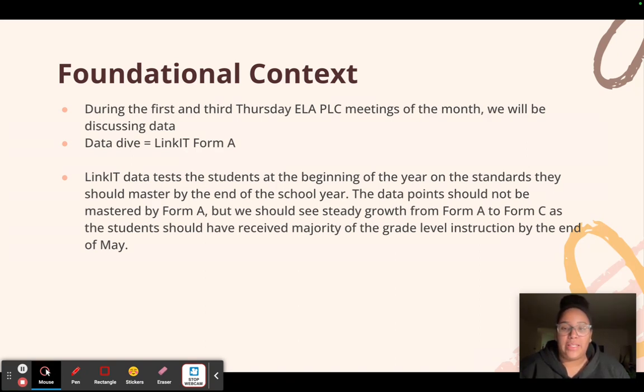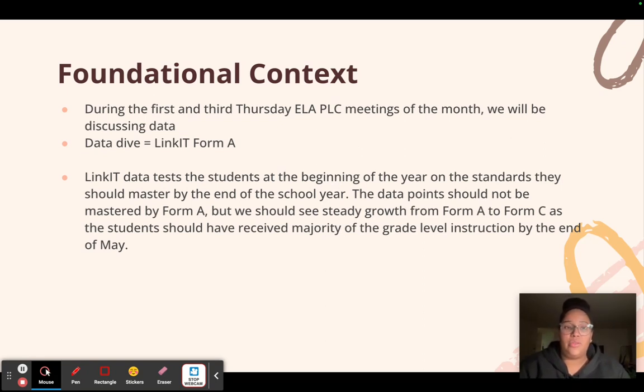Now, I was recently in a meeting where the stakeholders were shown just the results from Linkit Form A. With that assessment at the beginning of the year, we expect our students not to do well because it's showing how they should do over the course of the year, not what they have already learned. So at the beginning of the year, their scores are typically very low. But that is one of the data points that we have to use.